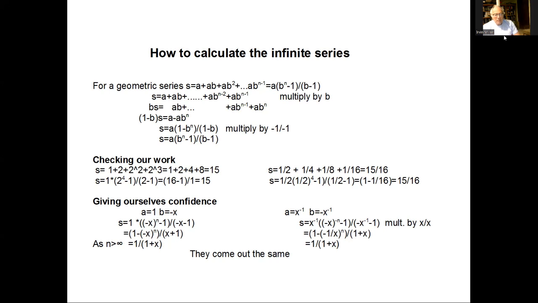To give ourselves a little bit more confidence, let's just do this in a general form, where we have a equal to 1 and b equal to minus x, and a equal to 1 over x and b equal to minus 1 over x. And if we put those values in for a and b, we get back our original series. This is one of the secrets to math and giving us confidence: to try something 2 different ways.